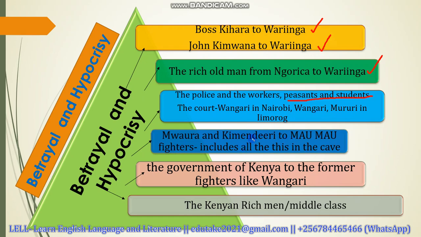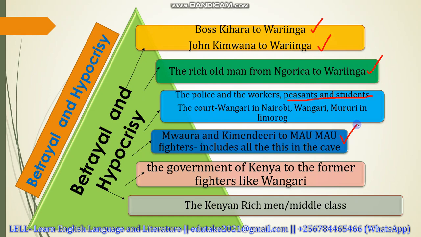Mwaura and then Kimenderi, we hear in the story, the omniscient narrator tells us that during the Mau Mau rebellion, Kimenderi worked so closely with Mwaura and other thugs to murder, to kill the Mau Mau fighters, people who used to fight for the liberation of Kenya. They were instead killed by the same people from Kenya. So fellow Kenyans were killing Kenyans. That is also betrayal and hypocrisy.